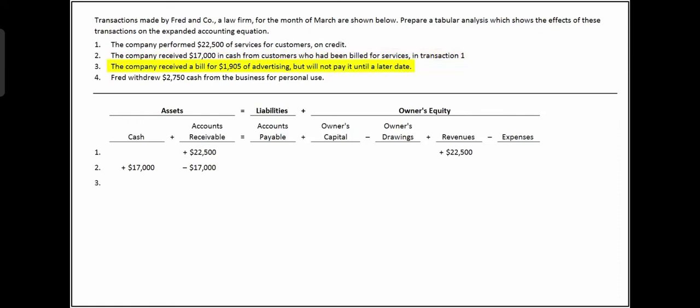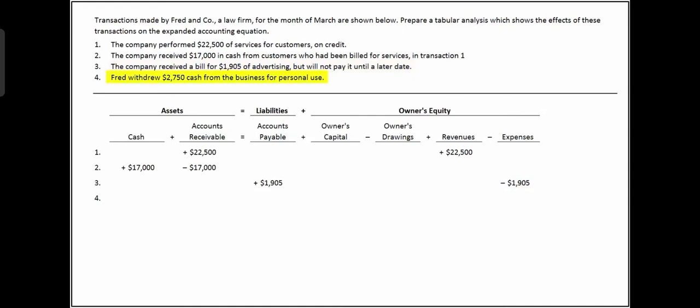In the third transaction, the company received a bill for $1,905 toward advertising expenses, which will be paid at a later date. This transaction increases accounts payable, which in turn increases liabilities by $1,905. It also increases expenses, which in turn decreases owner's equity by $1,905. Remember that a negative amount under the expense column does not mean a decrease in expense. This means any increase in expenses will decrease the owner's equity. An increase in liability and a decrease in owner's equity by the same amount results in a balanced accounting equation.